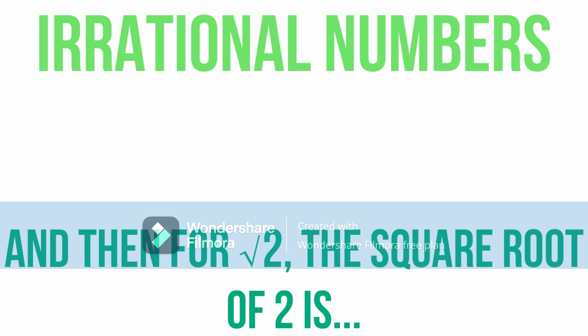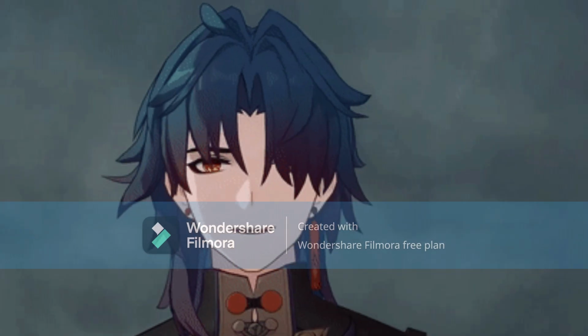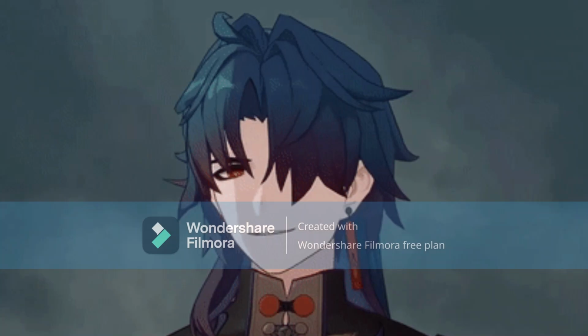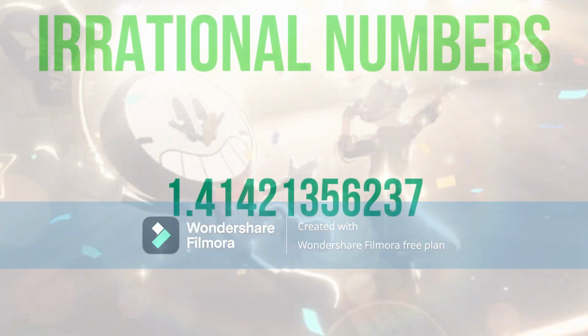And then for the square root of 2, the square root of 2 is 1.41421356237, and that is a lot of decimals, but none of them repeat, so it is an irrational number.